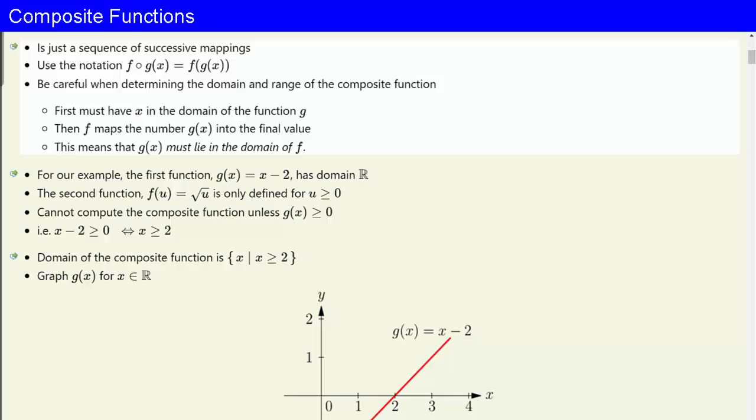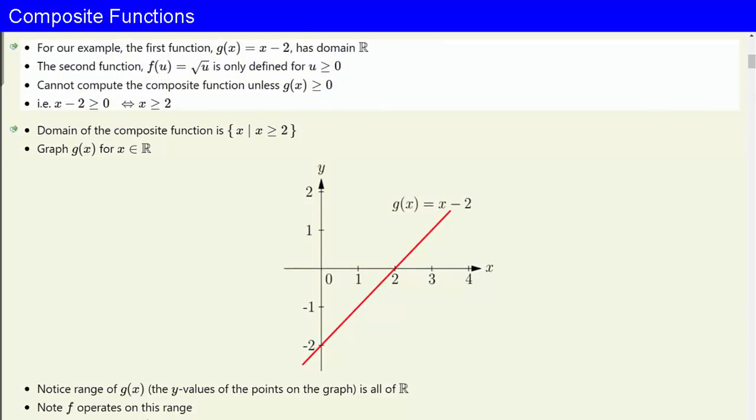To compute f circle g of x, or f of g of x if you prefer, we first must have x in the domain of the function g. Then f wants to map that number, g of x, into the final value of the function. This means that, and this is very important, g of x must lie in the domain of f. It sounds complicated, but if we go through the process for our example, you can see that it is just based on common sense. For our example, the first function, g of x equals x minus 2, has domain R.